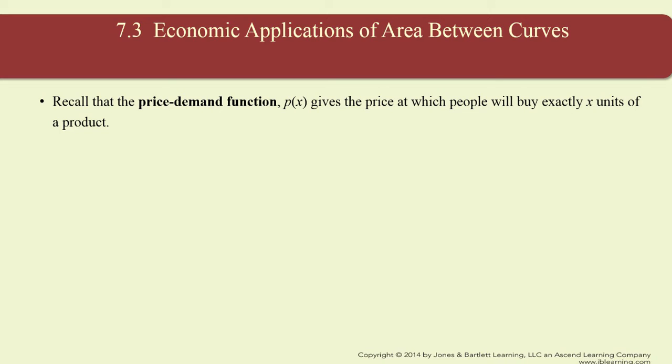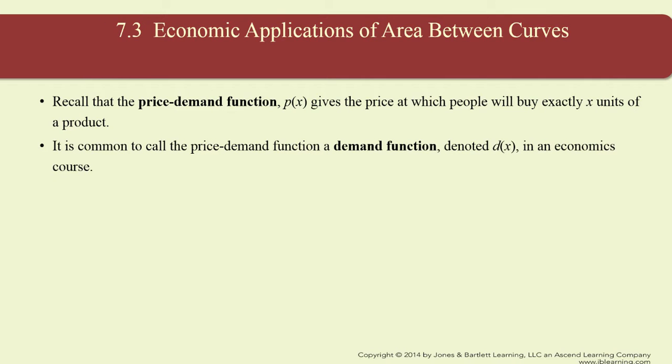The price demand function, P of X, gives the price at which people will buy exactly X units of a product. That's what we've been calling it so far. We've also seen that it can be called a demand function. So it's common to simply call the price demand function a demand function and then denote it with D of X, demand as a function of x. And I think in econ, they tend to do more of the D of X variety.